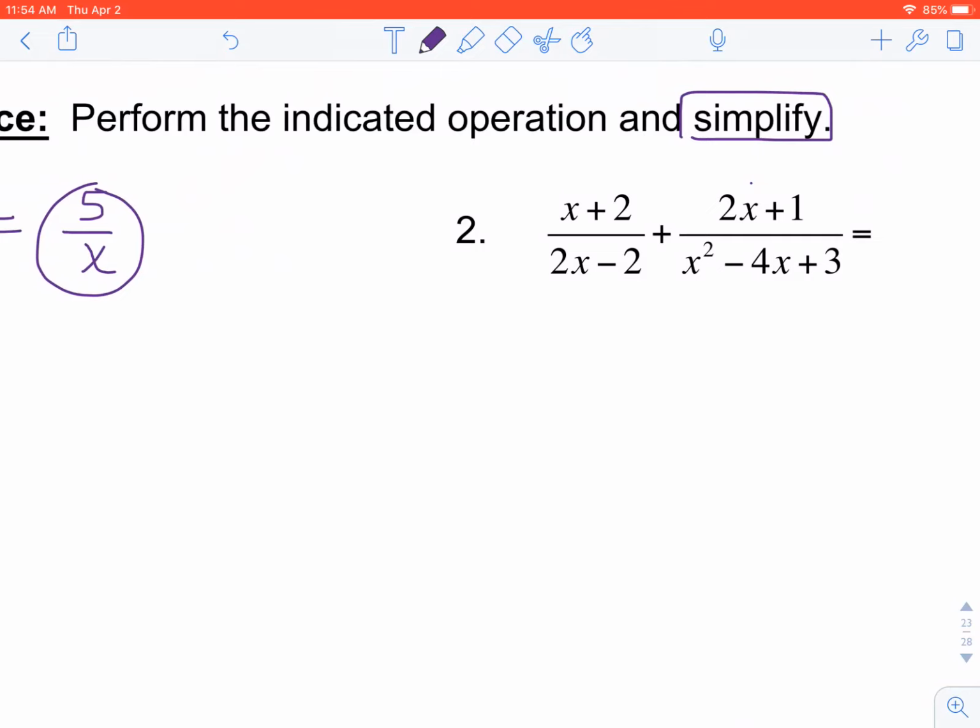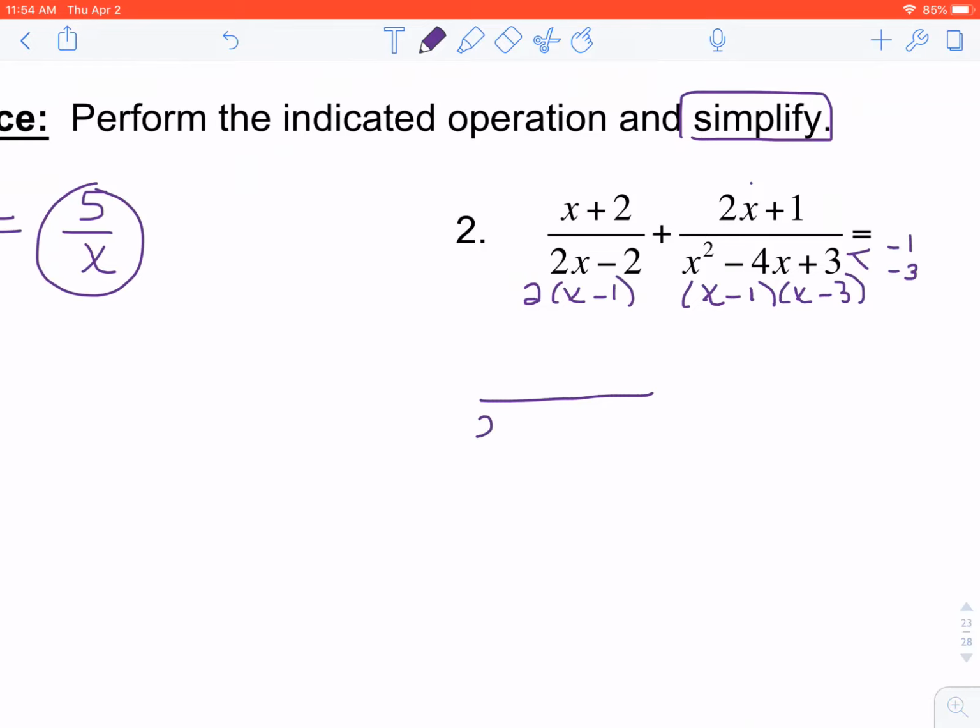Problem number 2 looks a little more interesting. Anytime you see a fraction that's a rational expression, the first thing your brain should be thinking is factor first, whether you're simplifying just to simplify or in this case we're finding a common denominator. So the denominator needs factored. First one taking out a 2. The second one thinking about 3 is a -1 and a -3. We're making a -4 when we add them together.